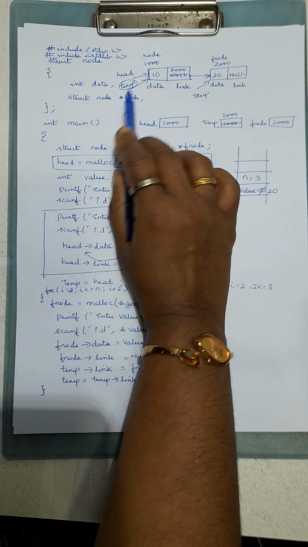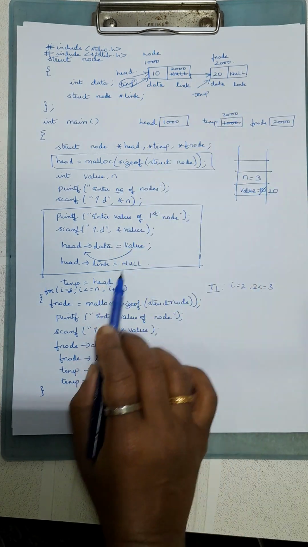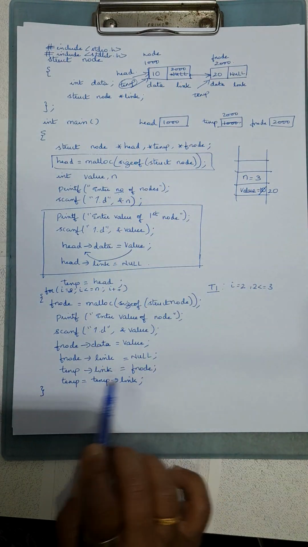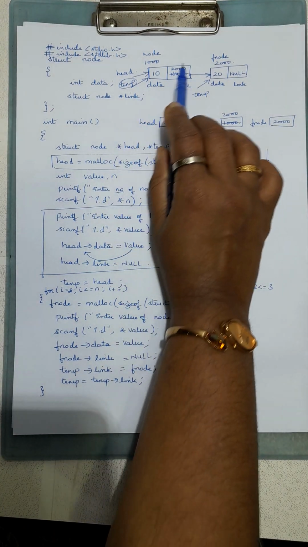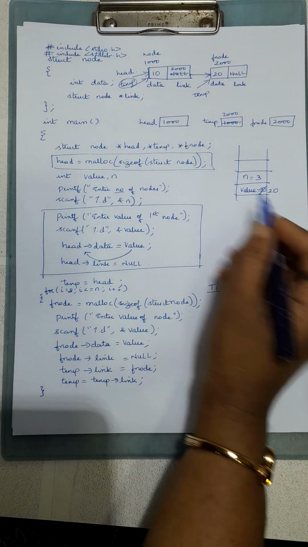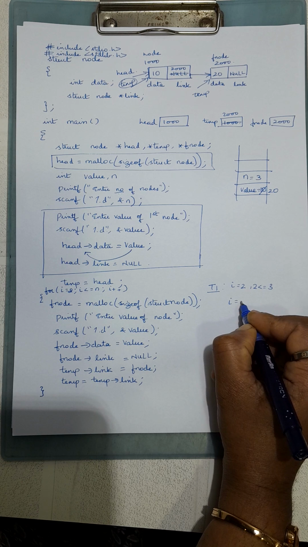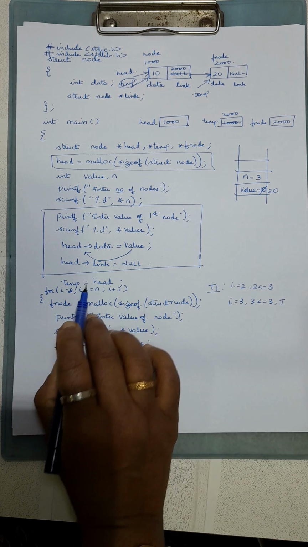Then what do? Temp pointing to link. Initially temp is here. Temp pointing to link is equal to F node. So it will be replaced with 2000. Then I am moving temp pointer to the second node. Temp is equal to temp pointing to link. So the temp value will become 2000. Fine. Now after this, again i value is equal to 3. Is 3 less than or equal to 3? Yes, it's true. When it is true, it enters.